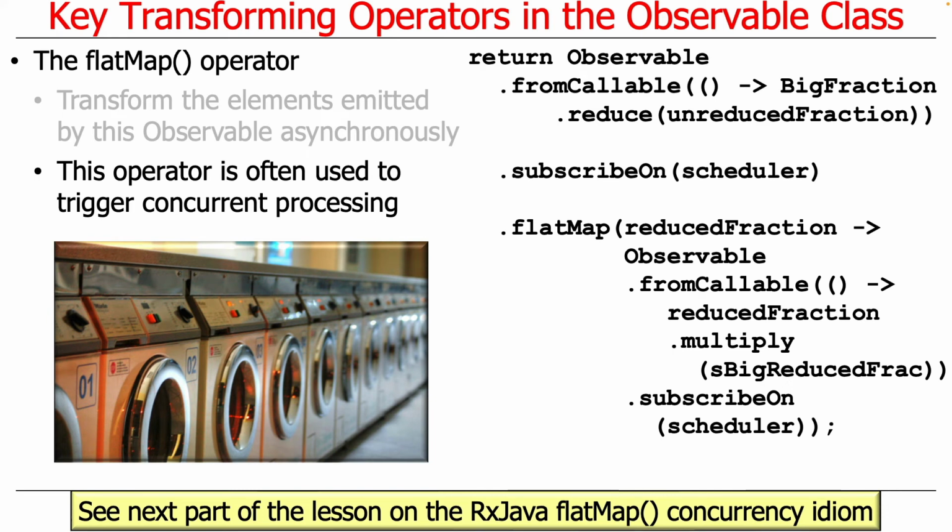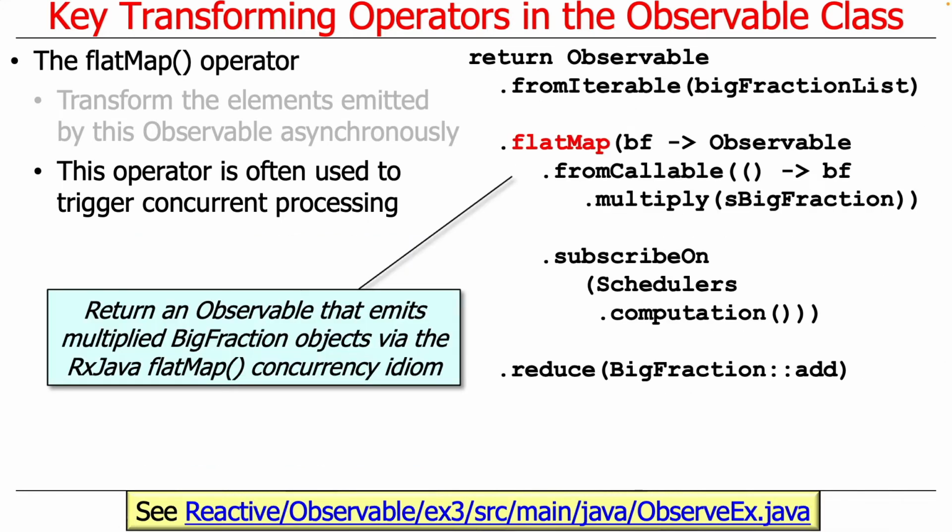The flatMap operator is used for a bunch of things. It's very commonly used in RxJava in conjunction with concurrent processing. And we're going to talk about this in the next part of the lesson in more detail. It's something that's called the flatMap concurrency idiom. And you'll get a chance to see how that all works.